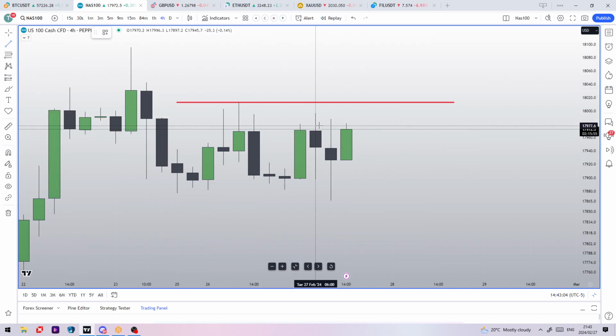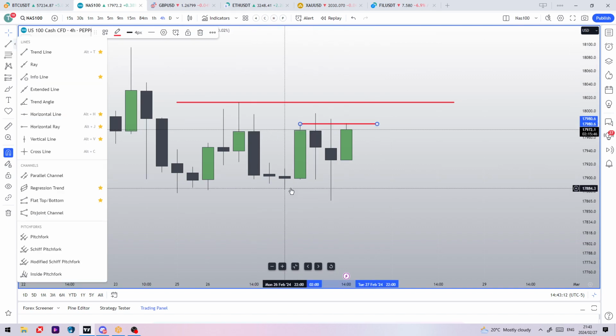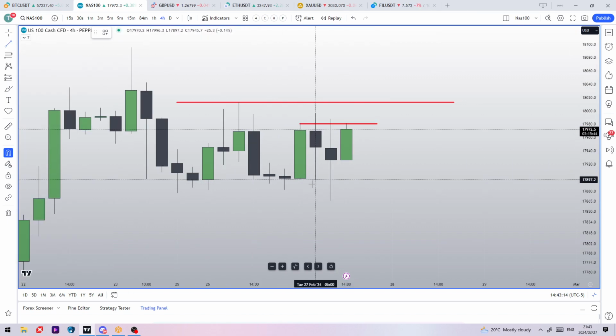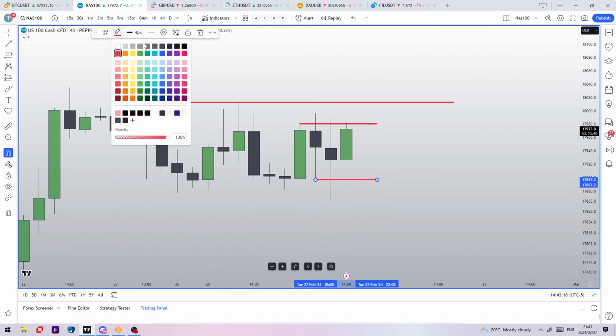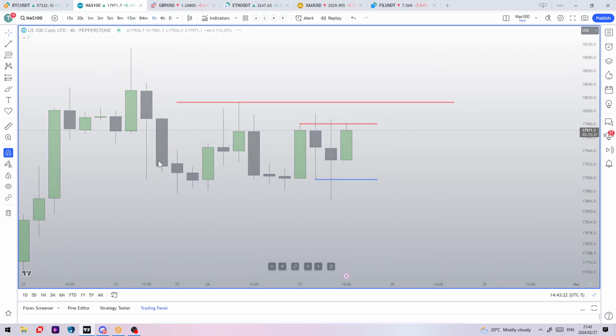Look here. Failed to close above this high. Where do we draw? Down to that low. Right there. Right, I'm just going to make that blue. Now, let's drill down to the slightly lower time frames.